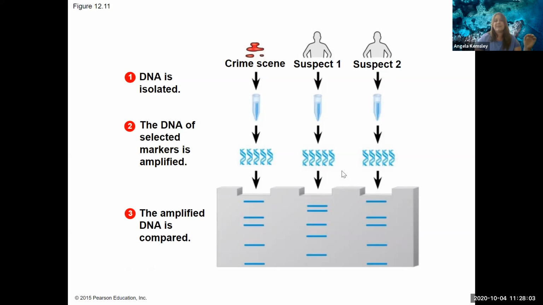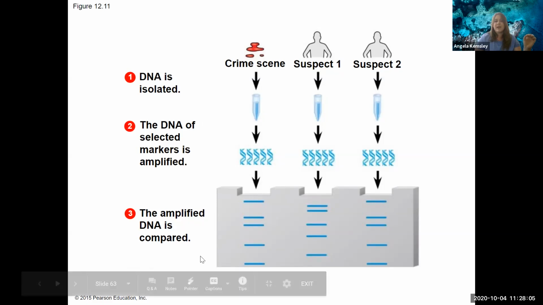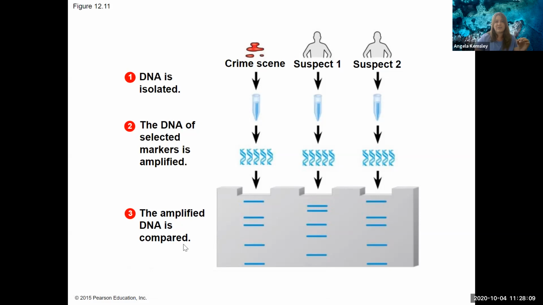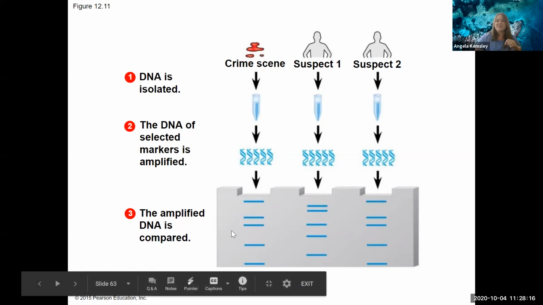We're going to amplify it. We're going to make more of it. And then we're going to compare it, usually through a process called gel electrophoresis, which I'm going to talk about in a minute because that's the fun part, and that's the part that you're going to practice doing. So then we compare them.